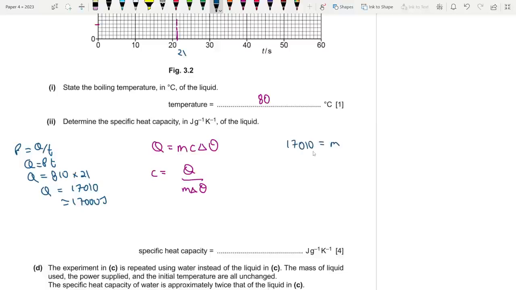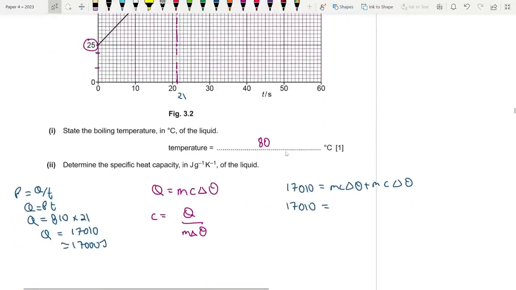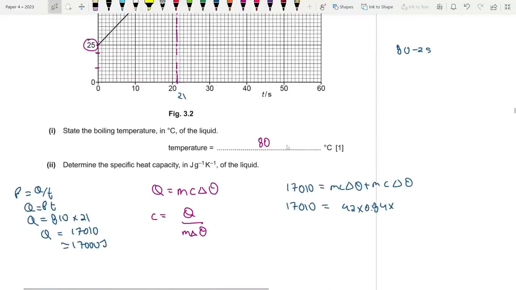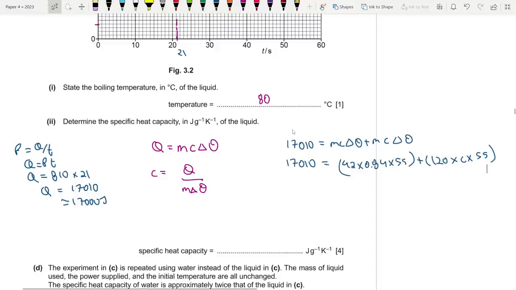So this is how I do it. 17,010 is equal to mc del theta plus mc del theta. So 17,010 is equal to, the beaker has a mass of 42, times 0.84, times del theta, which is 80 minus 25, which is 55, plus 120 grams times C, which is unknown, times 55. I just solve this and it would give me an answer of 2.3. Okay, C would be 2.3.